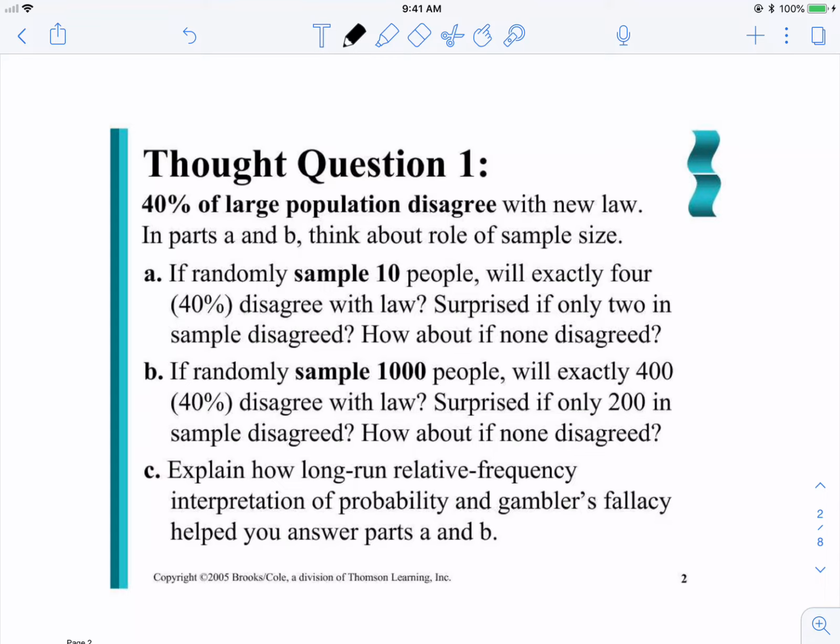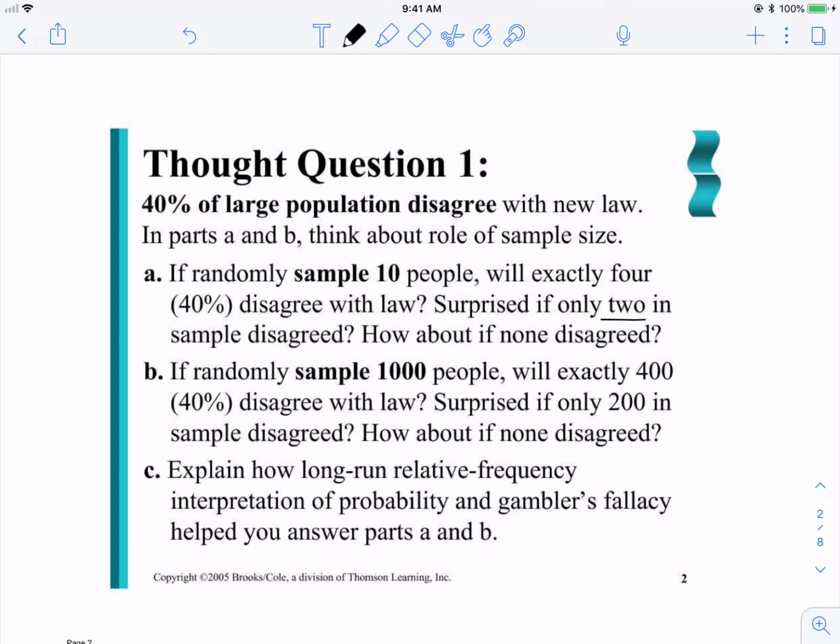Would you be surprised if only 2 people in that sample of 10 disagreed? What about if none of them disagreed? Well, probably not, because you know that 10 is a relatively small sample size. So if there's any variation at all, like differing by 2 people or differing by 4 people, that changes that percentage rather dramatically.